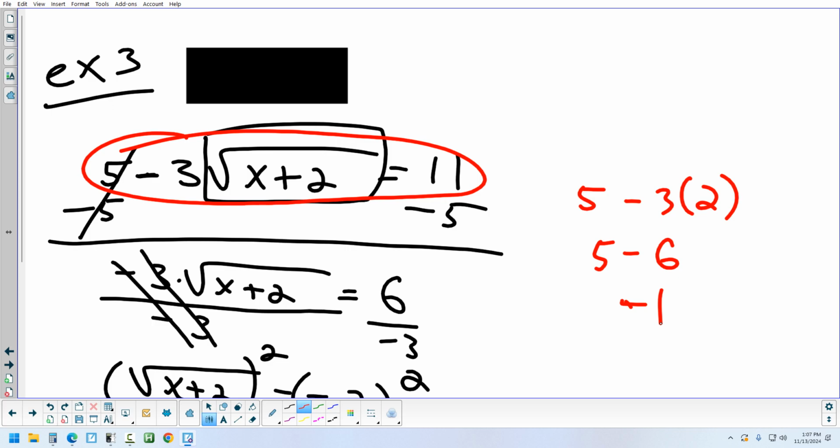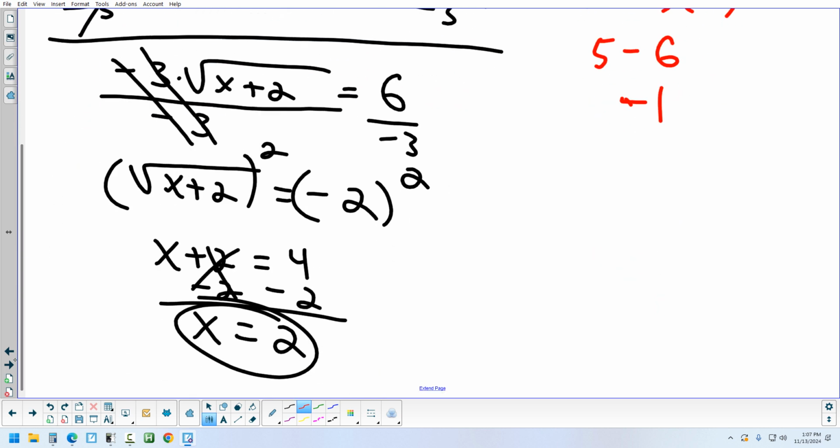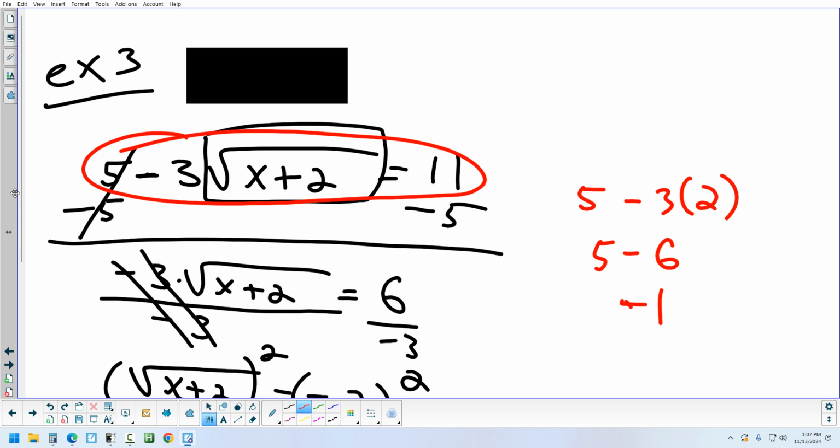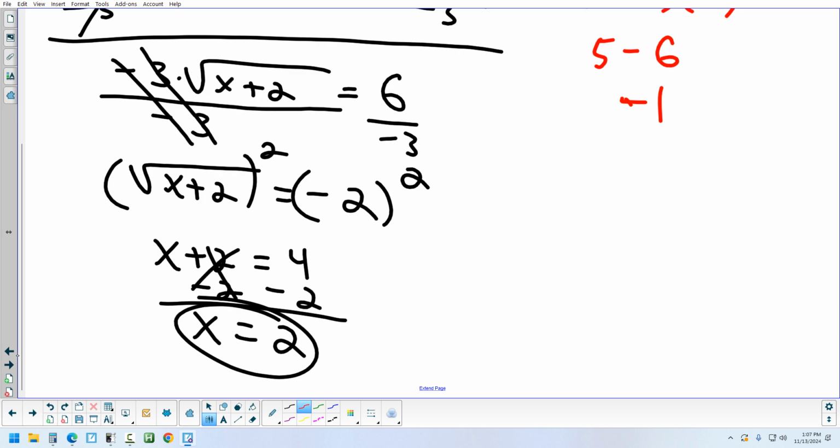It's not that we did anything wrong. It's just this type of problem probably has no solution. So that's why you need to check your answer. Any questions why 2 doesn't work? So if this is on a test, would we just write no solution? Yeah, you'd have to cross this out and write no solution. If you wrote 2 as the solution, I might give you half credit because you at least knew how to try to solve it, but you didn't check it.